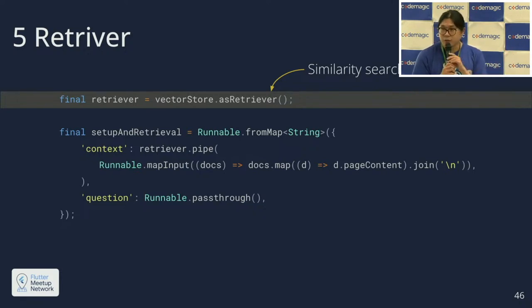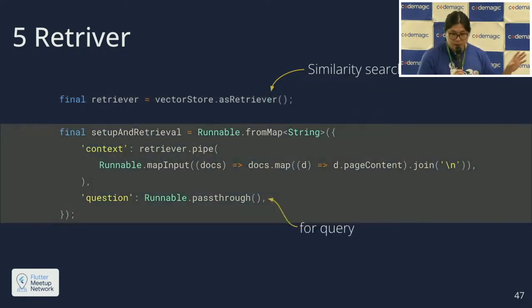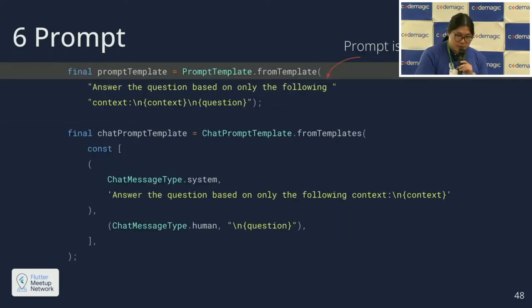It's not your app. This code defines a runnable object named setup and retrieval that takes a string as input. The setup and retrieval object is responsible for setting up the context and question for the retrieval process.